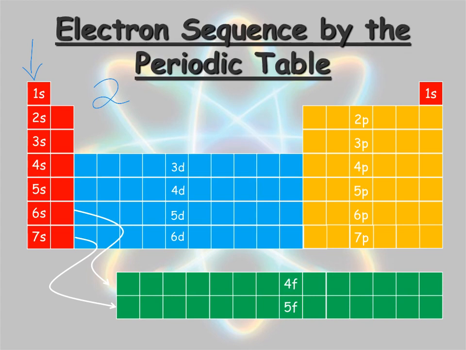All right, P's are over here. We know that the P's can hold a total of 6 electrons, and if you count your boxes going across here, it is 6. We also start the P's at the second energy level. All right, D orbital is right there in the middle. If you remember, there can be 10 total electrons.